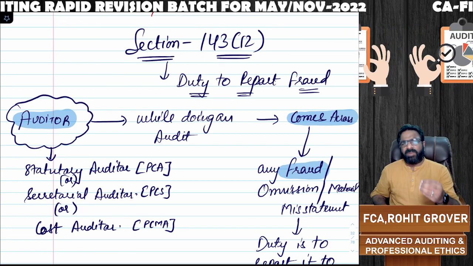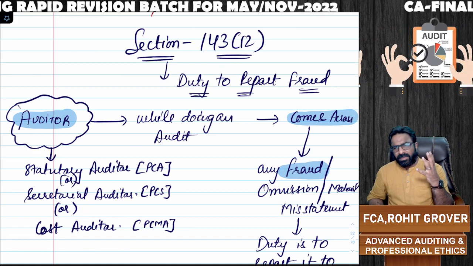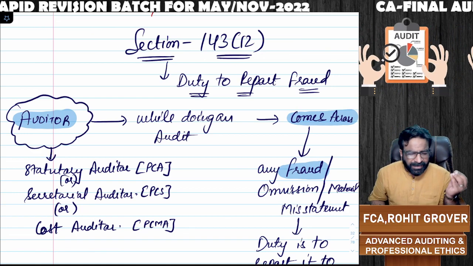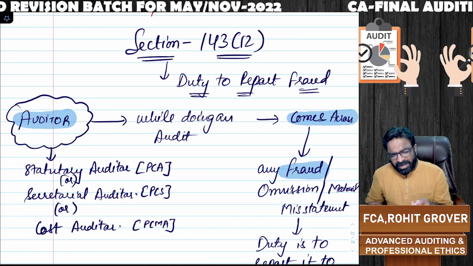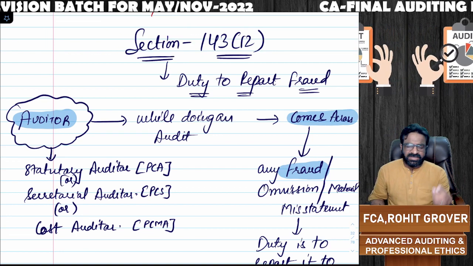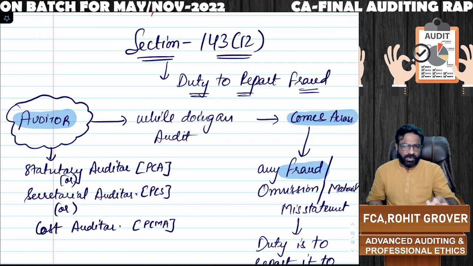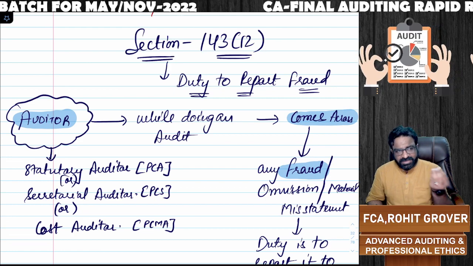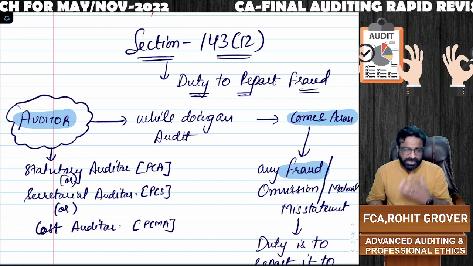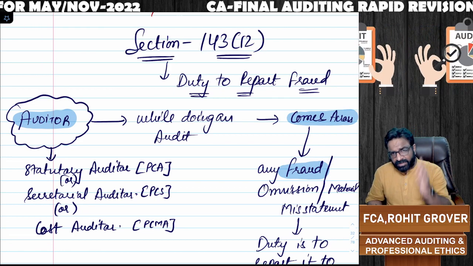What is the amendment? The amendment came in its penalty. Earlier the penalty was a minimum fine of 1 lakh or a maximum fine of 25 lakhs if the auditor fails to report the fraud to the central government within 30 days. Now the penalty has been changed. Now what has been changed? For that we have to learn the section first.